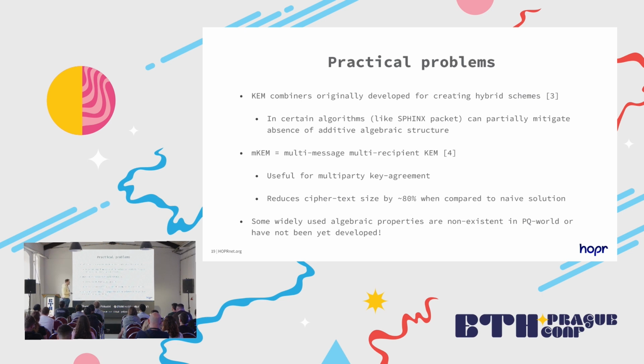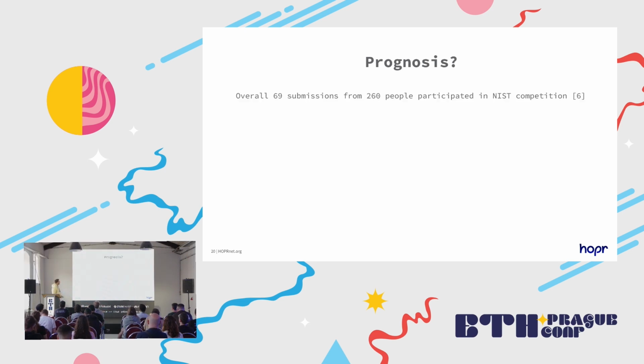But again, there are some missing or non-existing properties in the post-quantum world, which we were used to using when building a protocol. Okay, so what is the prognosis, right? Exactly. So I was thinking, should I use post-quantum algorithms? Should I use pre-quantum algorithms, or what should I do?